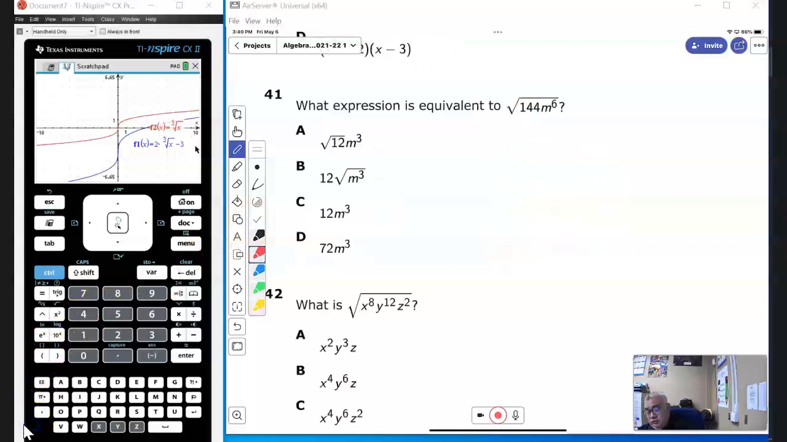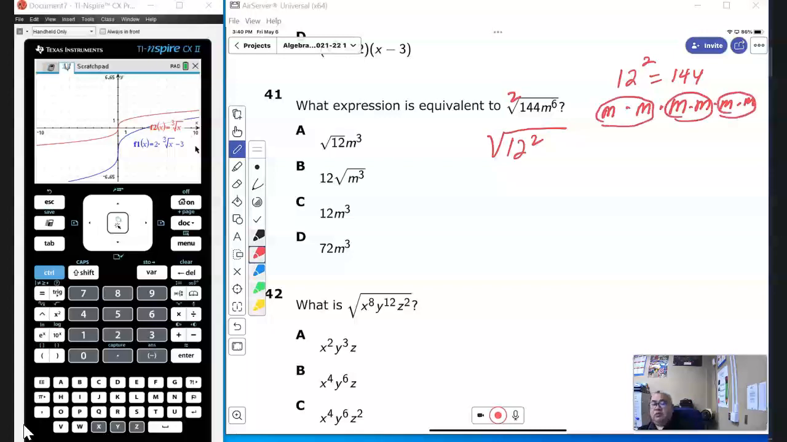Okay, 41, we have the square root. And I'm going to rewrite 144 since 12 squared equals 144. So you have 12 squared. M to the 6 is m times m times m times m times m times m. That's 1, 2, 3, 4, 5, 6. Now square root has an index of 2. So you're interested in getting groups of 2.